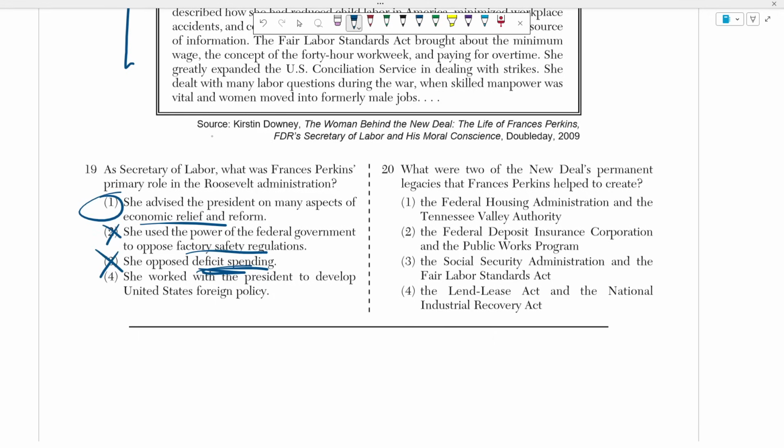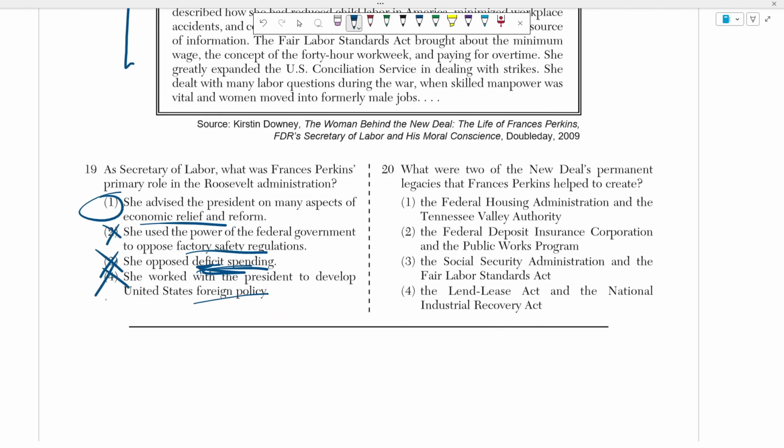FDR was big on deficit spending because he said, well, if we manage to get the American workers back on their feet and back in their jobs, the new tax revenue that we'll generate from there will pay off the deficit or the debt that we're going into right now to give them all that money. And this has nothing to do with foreign policy, which is why choice 4 is off.